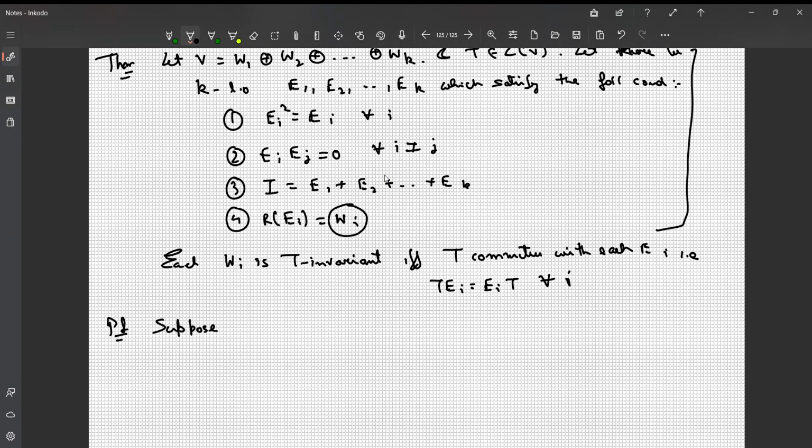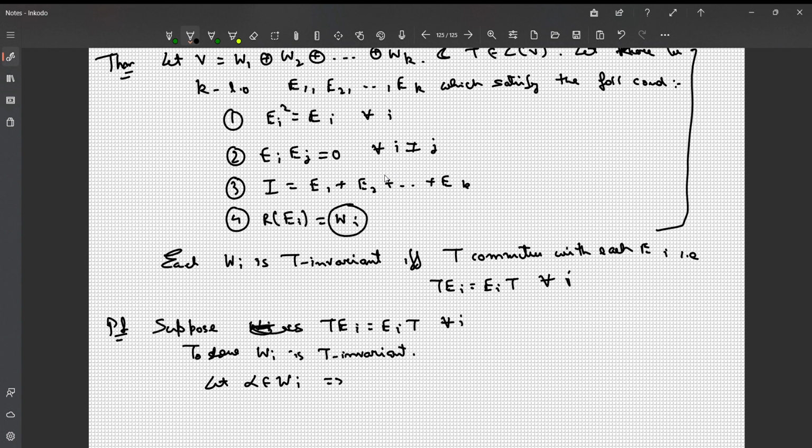Okay. So suppose T Ei equals Ei T for all i's. What we need to show is that Wi is T invariant. Wi is nothing but the range of Ei. Okay. So we need to consider an element from Wi. We need to show that the image of that element under T is inside Wi.